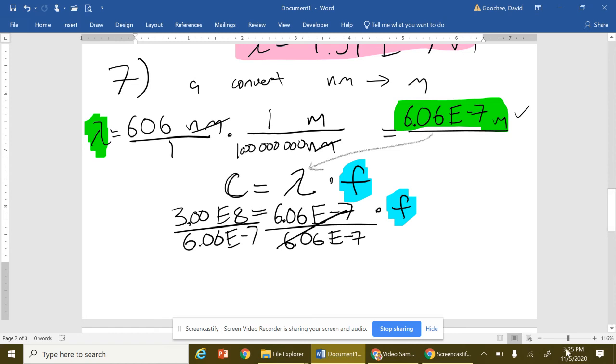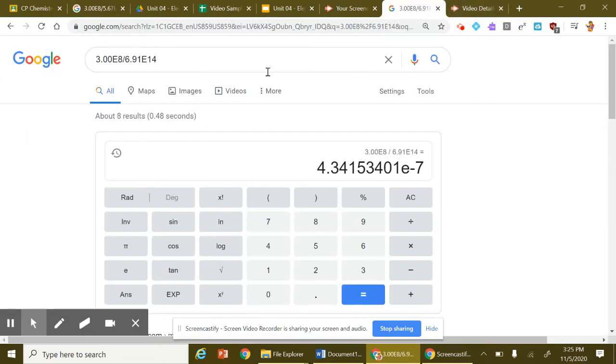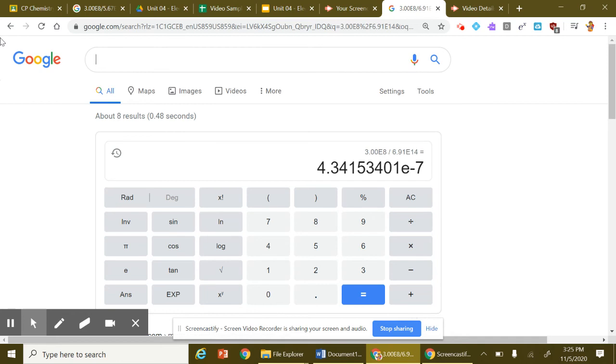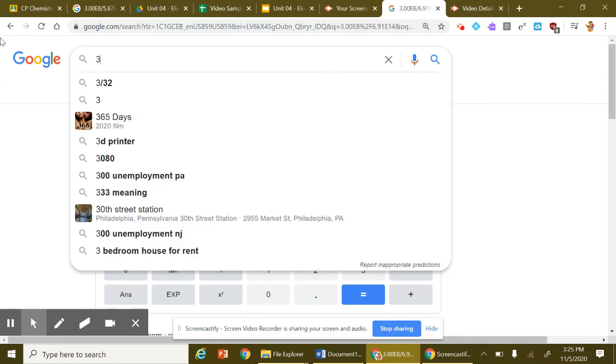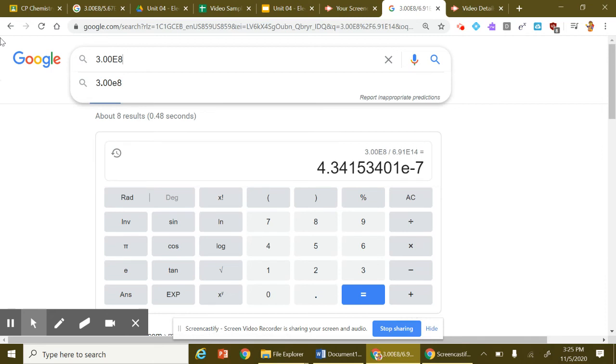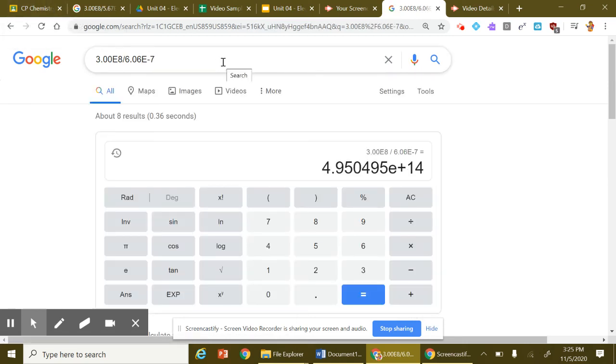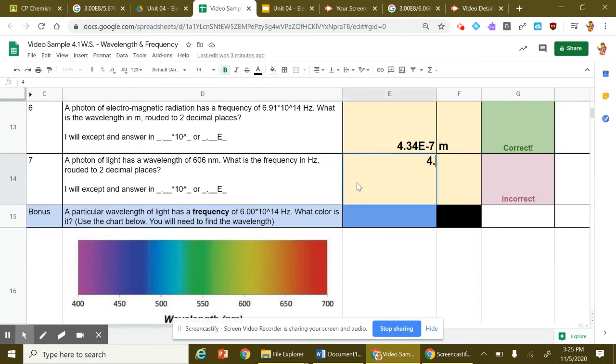Let's find out what this looks like. All right. So 3.00 times 10 to the 8th divided by 6.06 times 10 to the negative 7th. And I get, what do I get? 4.95 times 10 to the 14th hertz. All right.